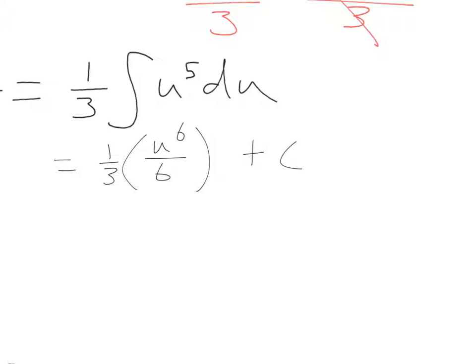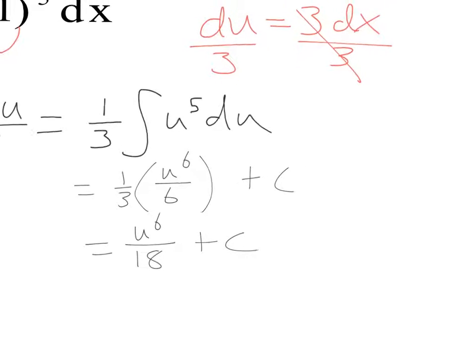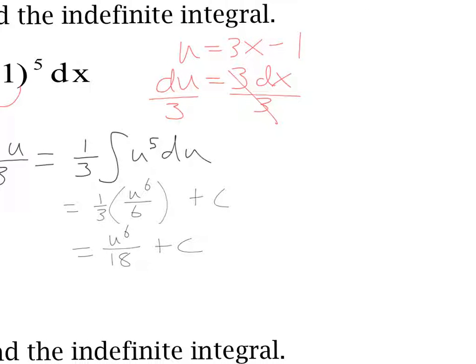So now, we're not fully done here, though, because we still have it in terms of u. So if we were to simplify this a little bit, it's really like u to the 6 over 3 times 6 is 18 plus c. And so we need to take what we have for u and just plug it back in. And remember, u is 3x minus 1, so this simply equals 3x minus 1 now to the 6th power over 18 plus c.